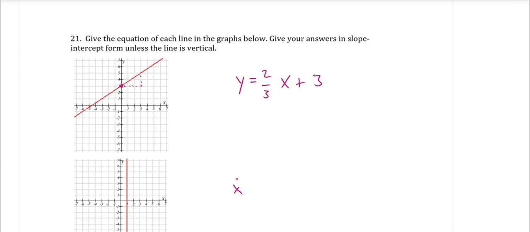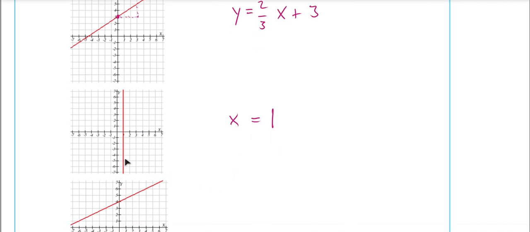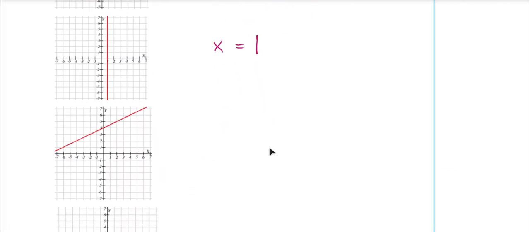That's my line. Here we have a vertical line. They have the form of x equals a constant, and that constant here is 1. All the x values are given as 1, and the x values being constantly 1 defines this line. Here we have another one.